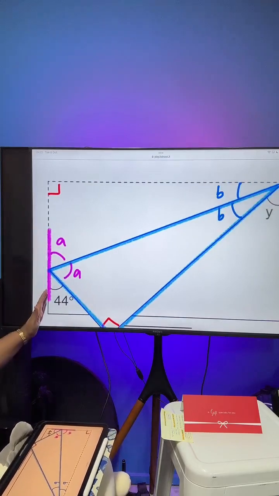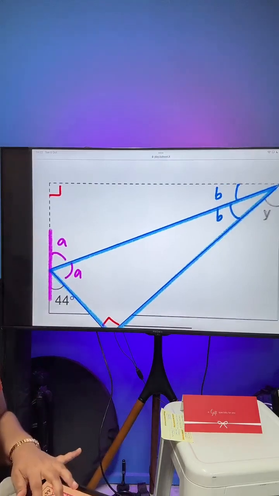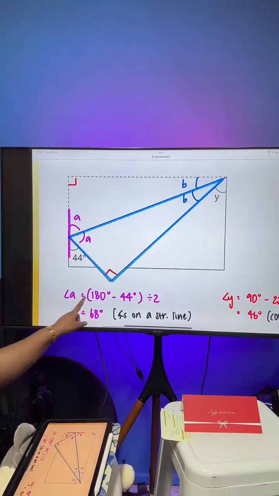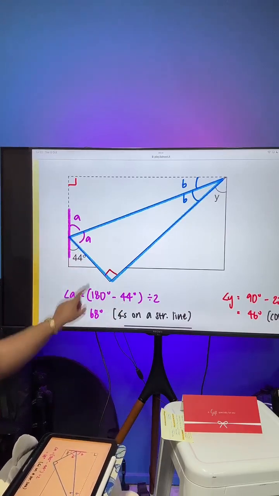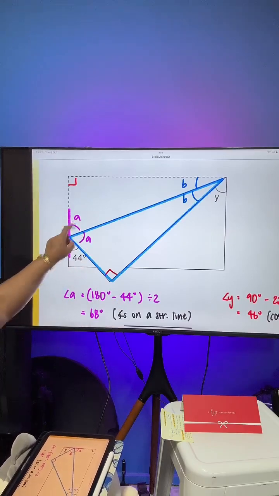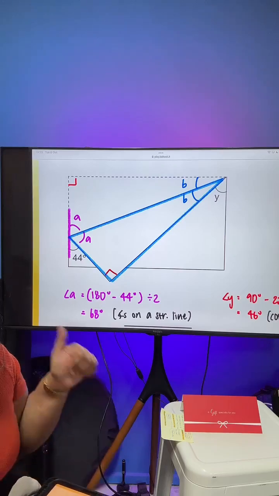So angles on a straight line, we have 44, A, and A. Angles on a straight line is 180. So to get A, we will take 180 minus 44 first, and then we divide by 2 to give us 68. So this is 68, that is also 68. Angles on a straight line using the pink color parts.